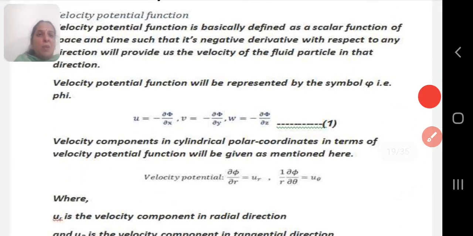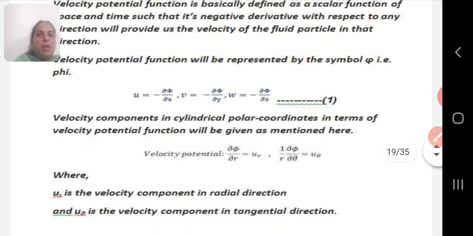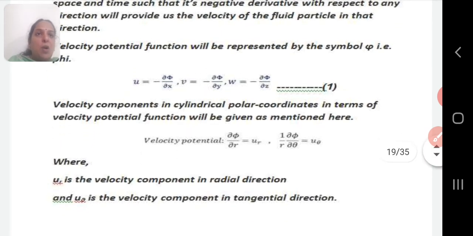So the velocity components in cylindrical polar coordinates, suppose this was given in Cartesian coordinates. If it is cylindrical polar coordinates, it will be given in terms of theta. So ∂π/∂r is equal to ur, and 1 by r of ∂π/∂θ is equal to uθ, where ur is the velocity component in the radial direction and uθ is the velocity component in the tangential direction. So this is in the case of polar coordinates.